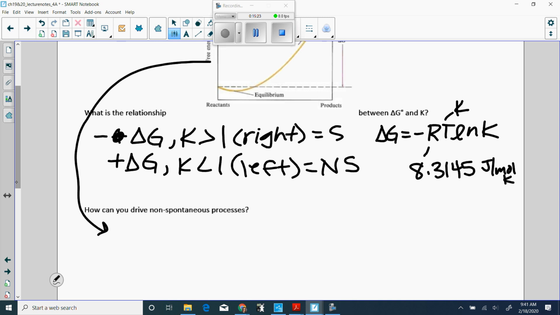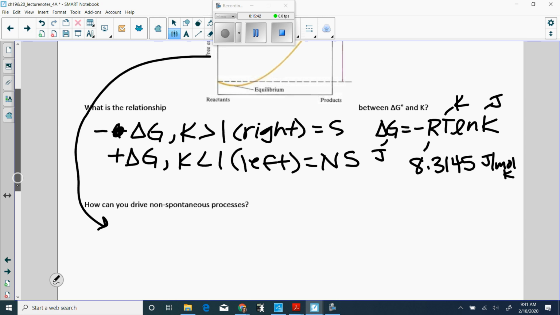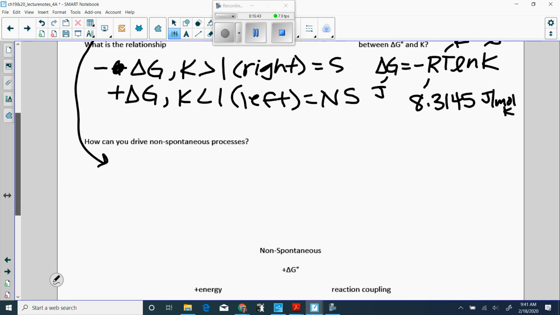T is temperature in Kelvin. Ln is called the natural log. Its base is e. Second natural log gives you a little e. K has to be in joules. This also has to be in joules. Okay, so let's say something is non-spontaneous.